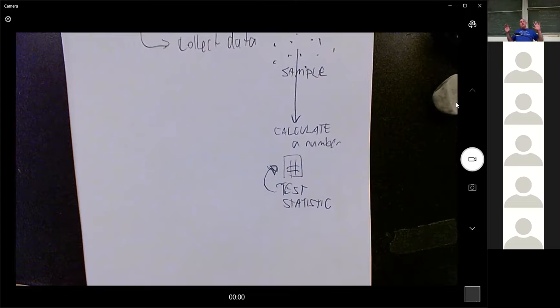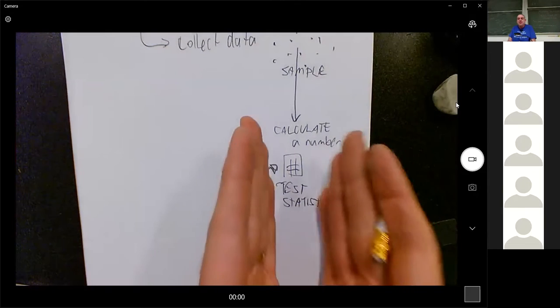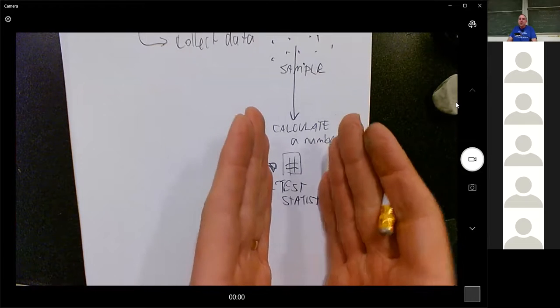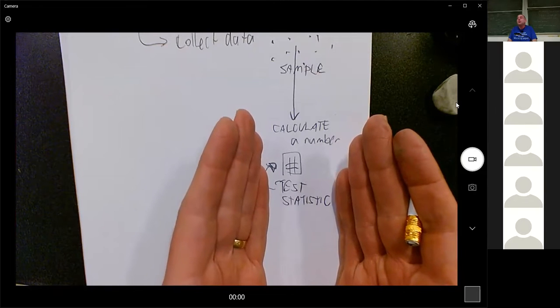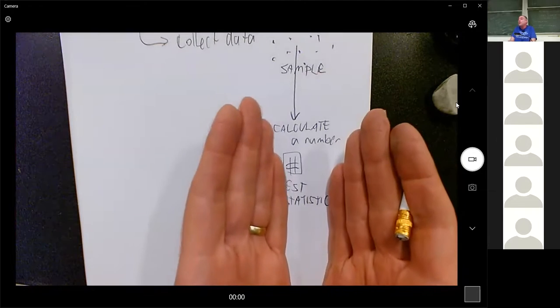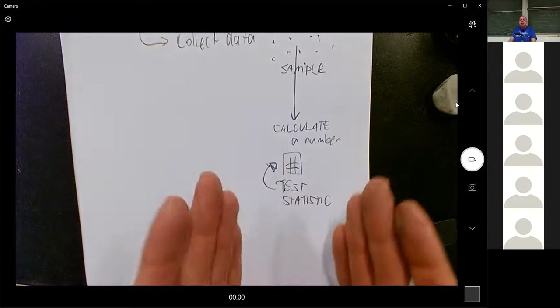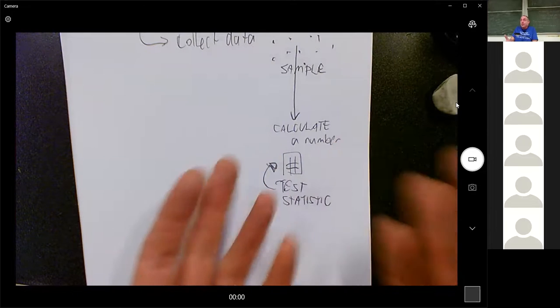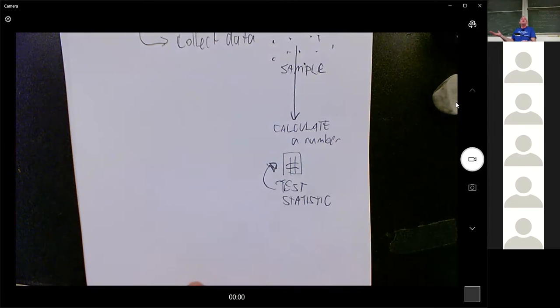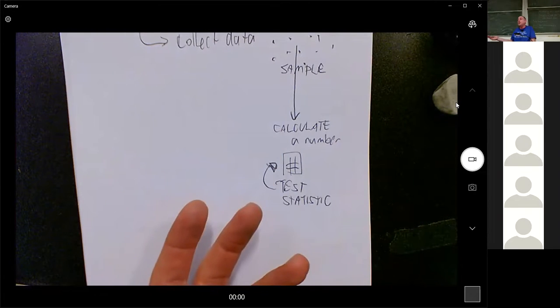Now, it's all about probabilities. This is the test statistic I got. I'm going to compare it to all the test statistics that could have happened. Because that's what probability is: comparing the thing you've got to all the things that could have been. And the description of all the things that could have happened is a probability distribution.